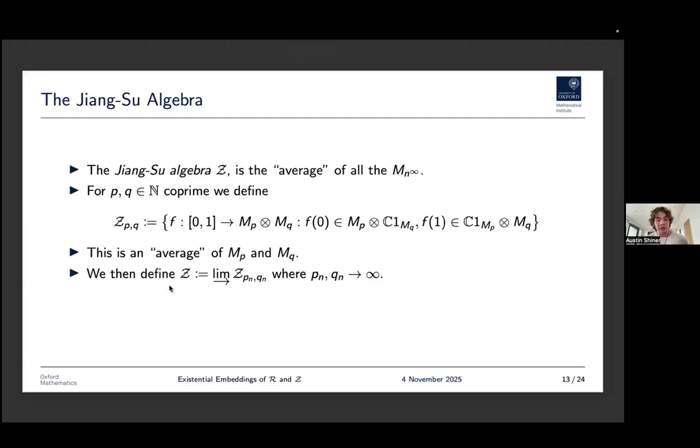Then the Jiang-Su algebra is defined as a suitable inductive limit, or some sort of closed union, where as pn and qn go off to infinity, we embed Z_{pn qn} into Z_{pn+1 qn+1} in a very clever way.